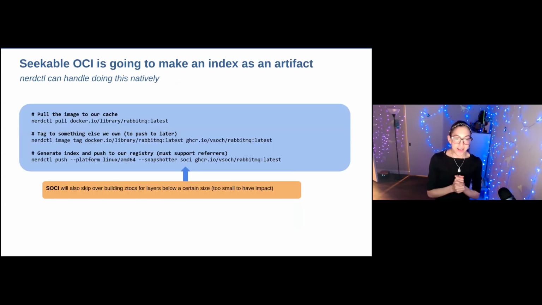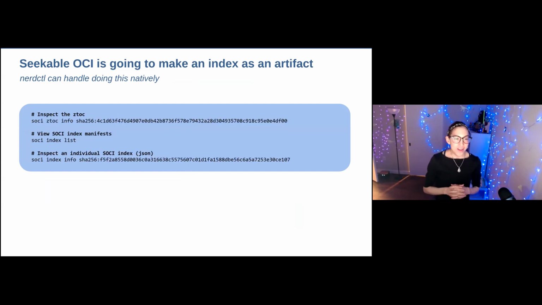Another cool thing is that you can customize how it works. So for example, we aren't going to create indices for really, really tiny layers because what's the point? We're not going to save any time. They're so tiny. There's also different ways that you can interact and look at these things. So I recommend you try out these commands with SOCI.